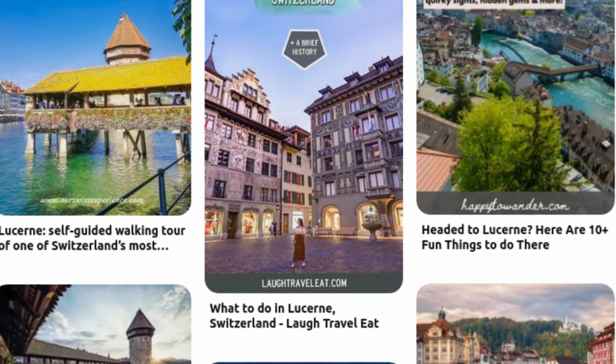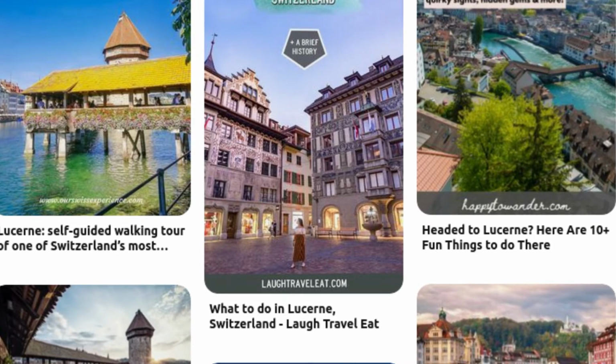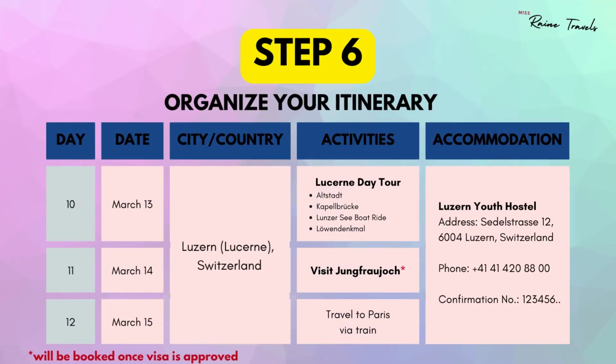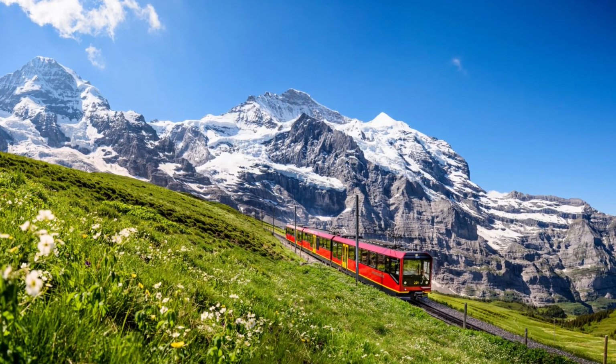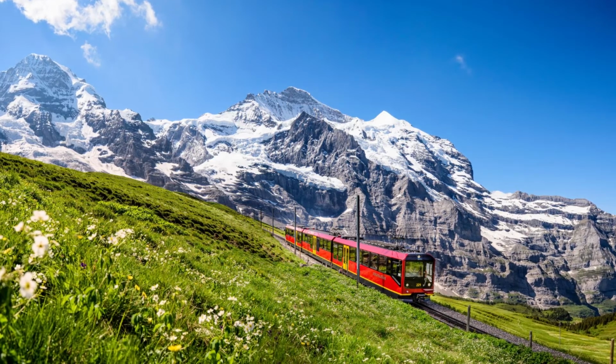So for Lucerne, the first day would be a day tour of the old town and the Chapel Bridge, the Kapellbrücke. And then on the second day, I'll be visiting the Jungfraujoch, the top of Europe. And on the third day, March 15th, we'll be traveling to Paris via train again.